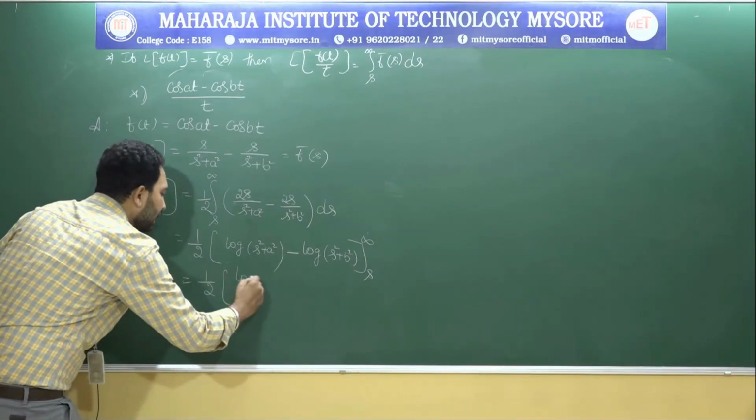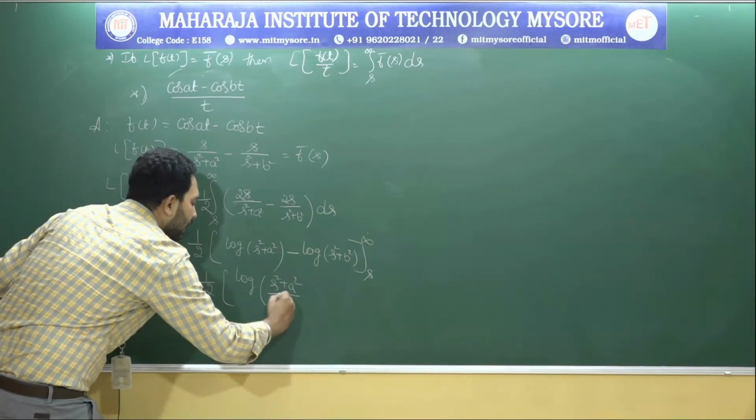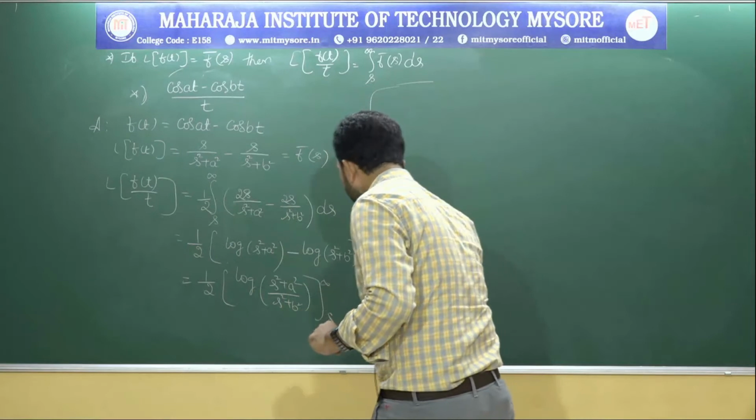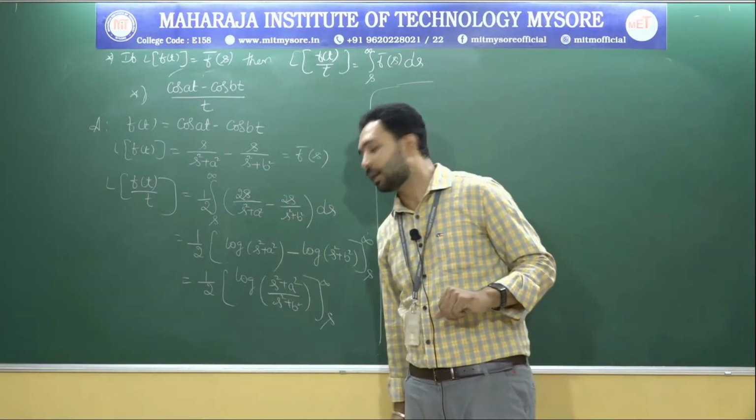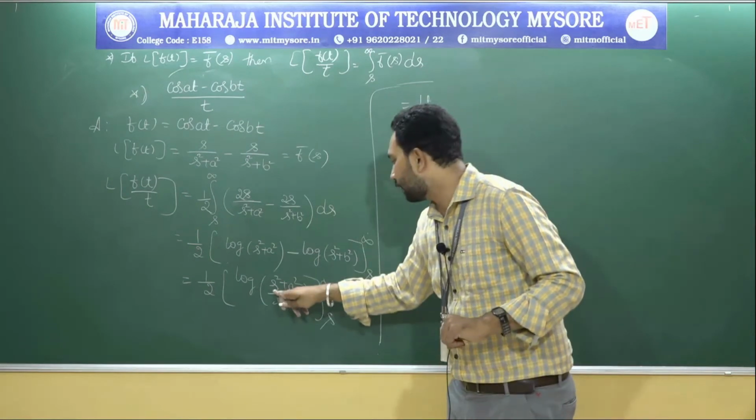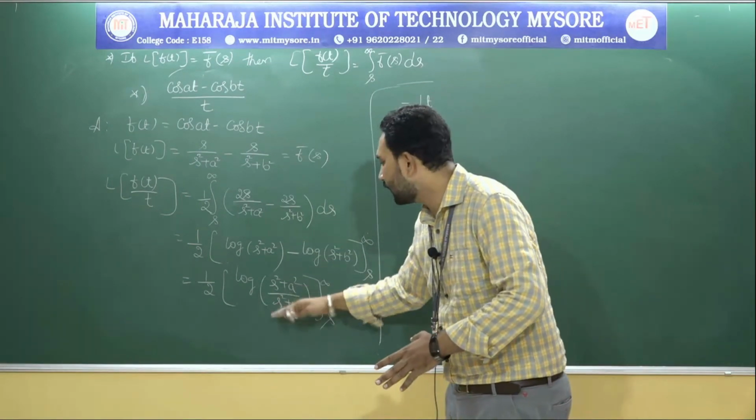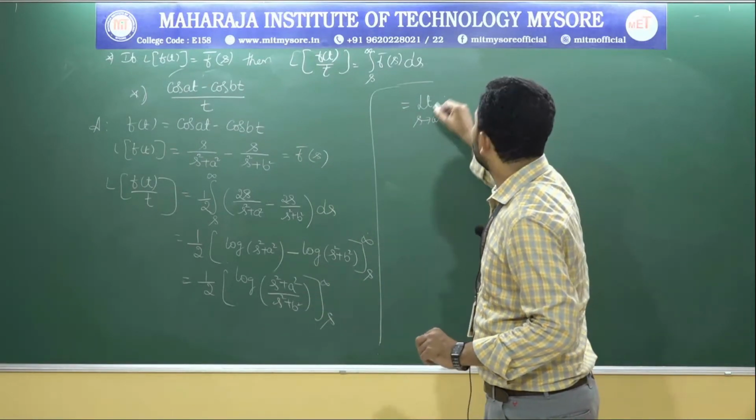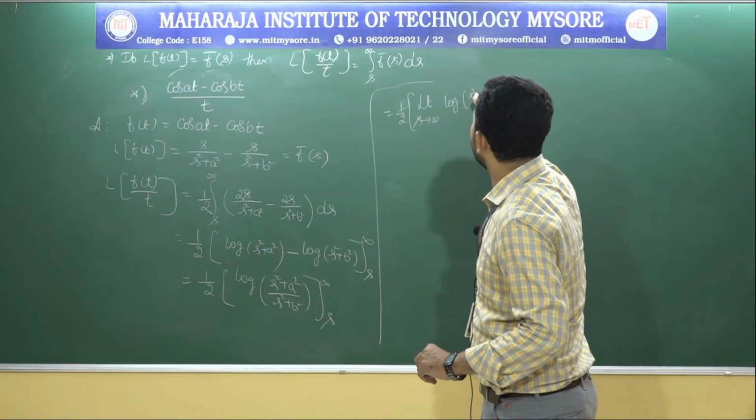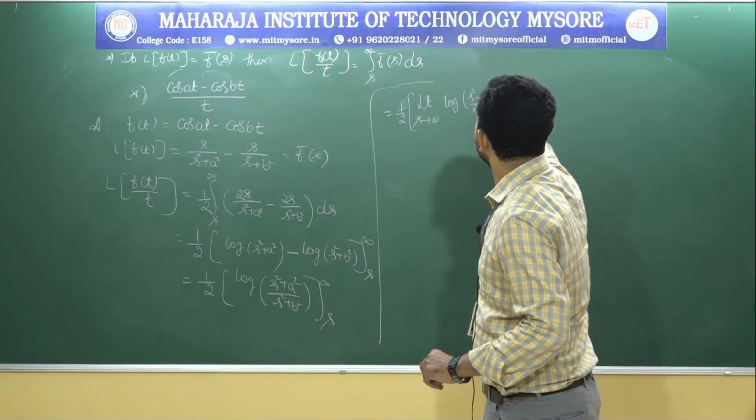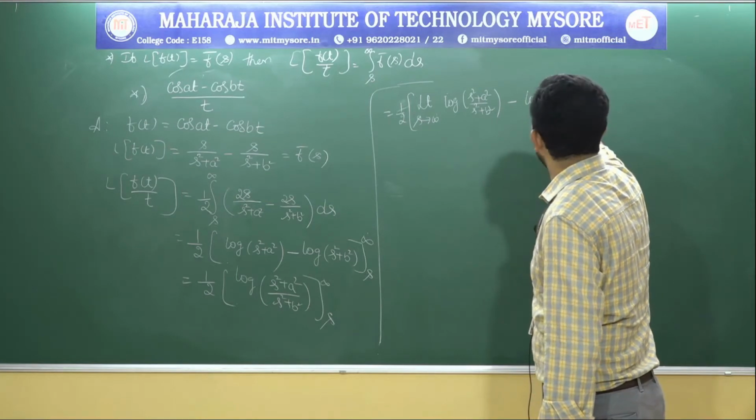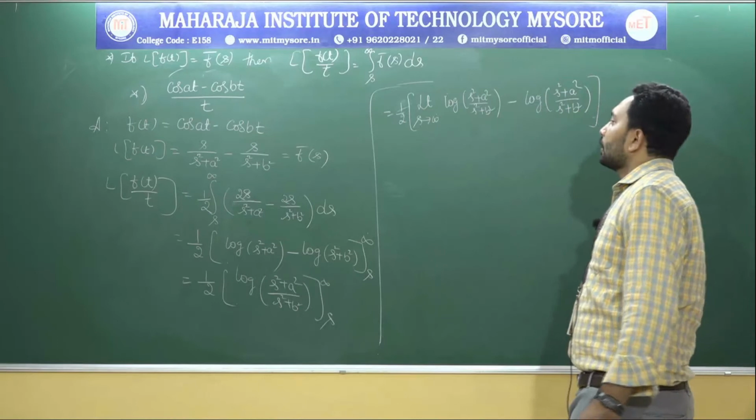1 by 2 into log m minus log n, it is log of s square plus a square divided by s square plus b square, limit from s to infinity. So we need to apply the limit. We can't apply the upper limit infinity directly, so I'll keep the upper limit as it is, because if I apply infinity, we'll get infinity plus a, that is infinity by infinity, which is indeterminate. So keep the upper limit as it is, log of s square plus a square divided by s square plus b square, minus apply the lower limit, we'll get the same thing, log of s square plus a square divided by s square plus b square.